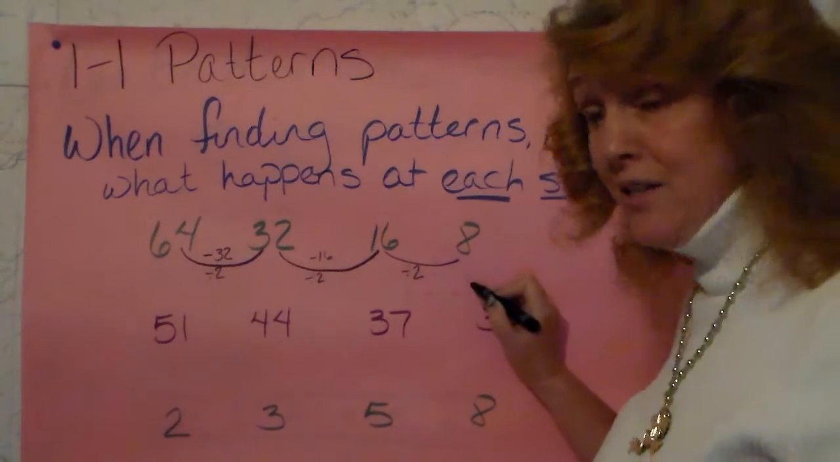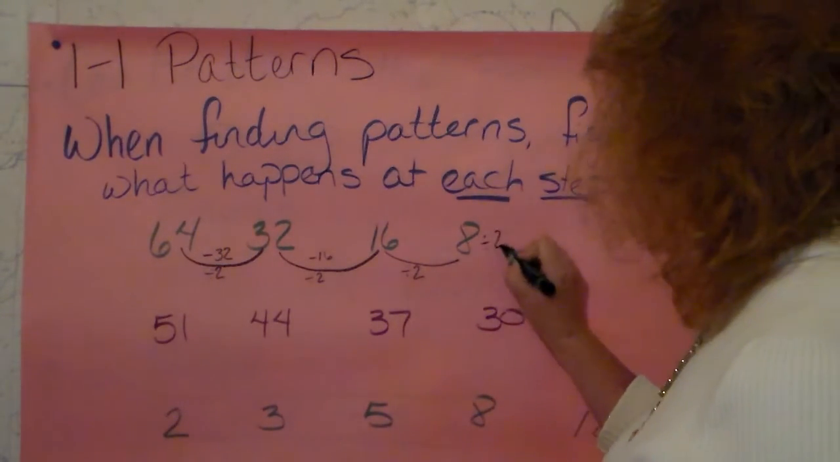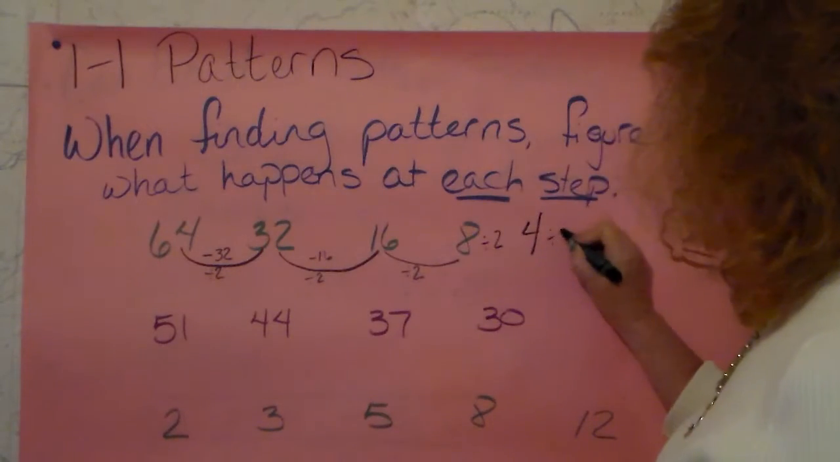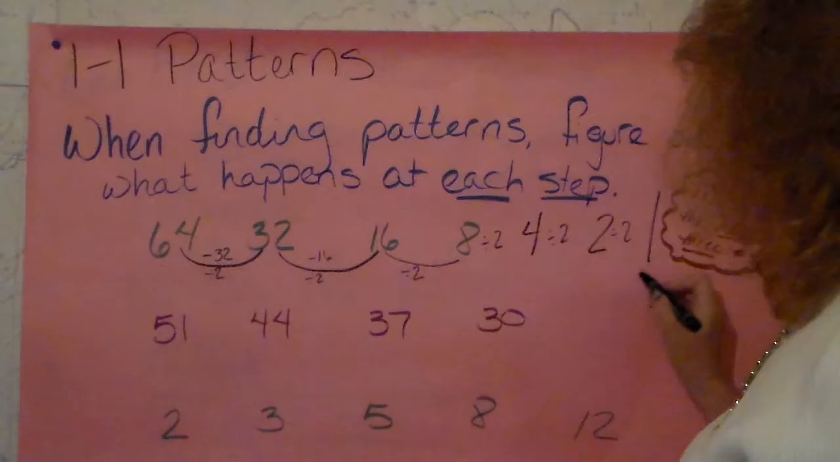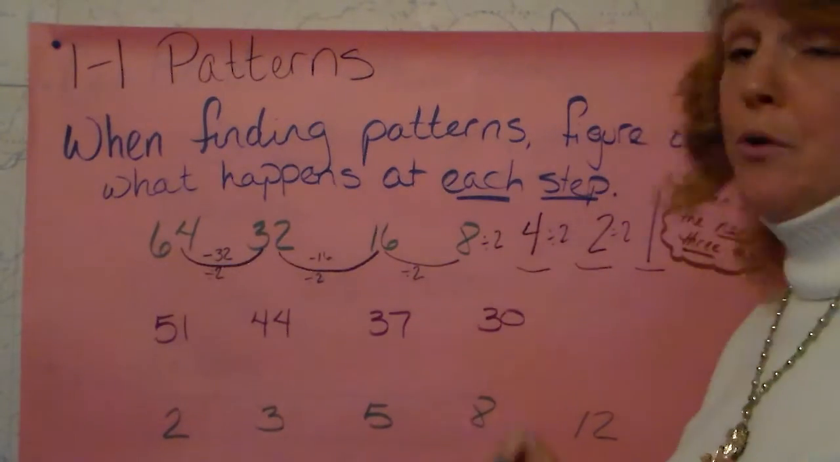So what am I going to do for the next 3? I'm going to divide by 2. I'm going to divide by 2. I'm going to divide by 2. And I'm going to get my next 3 numbers.